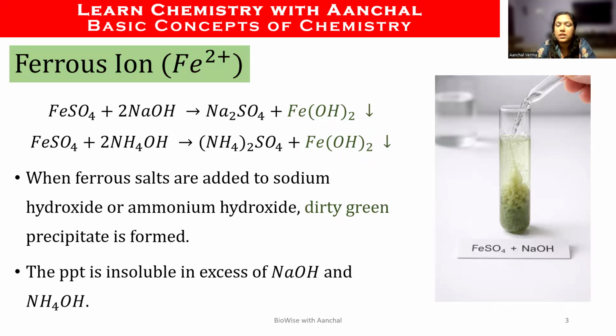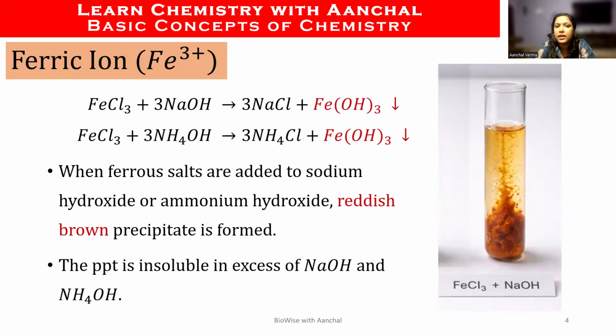Next one is the ferrous ion, that is Fe2+, where iron shows the valency of +2. When it is added to sodium hydroxide solution or ammonium hydroxide solution, it gives a dirty green precipitate. This dirty green precipitate is insoluble in excess of NaOH as well as in excess of NH4OH. Always remember, when I say excess, you have to keep on adding and try to dissolve the precipitate in it. It will not get dissolved. So the dirty green precipitate is a critical identification for Fe2+ ion.